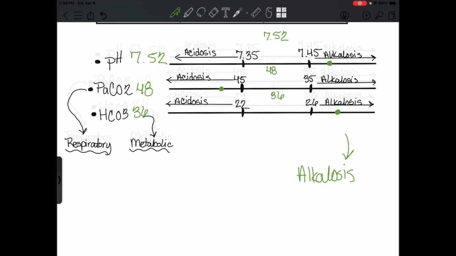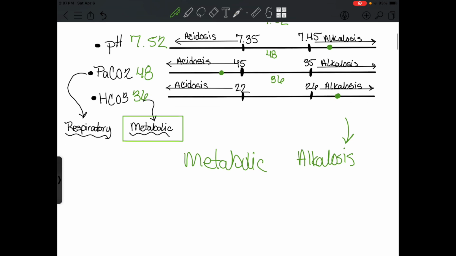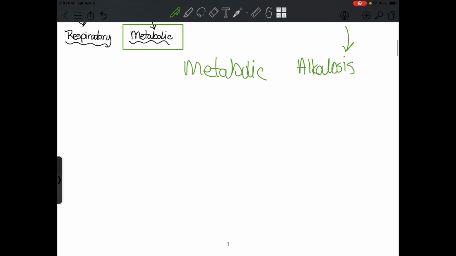So I have my pH here on the alkalosis side, but I also have my HCO3, and it's on the alkalosis side as well. My HCO3 is metabolic. So I know I have metabolic alkalosis. Well, is it fully compensated, or what is it exactly? So what we're going to do is we're going to look.